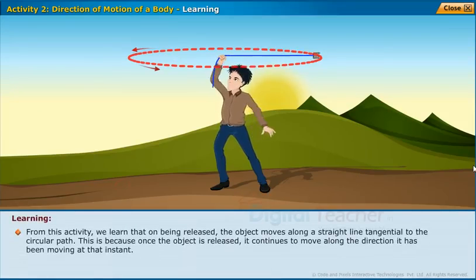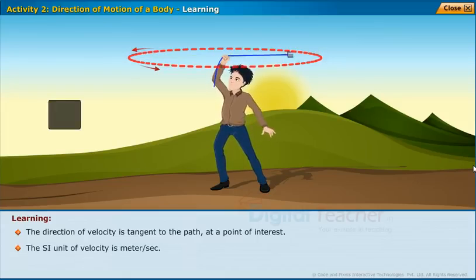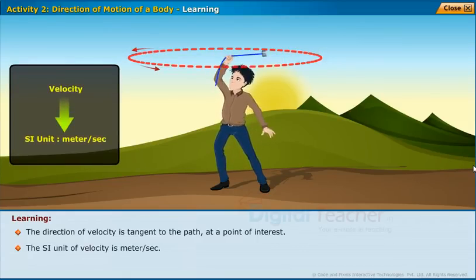From this activity, we learn that on being released, the object moves along a straight line tangential to the circular path. This is because once the object is released, it continues to move along the direction it has been moving at that instant. The direction of velocity is tangent to the path at a point of interest. The SI unit of velocity is meter per second.